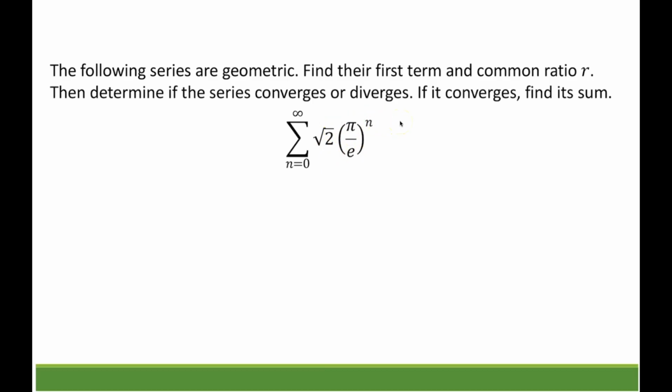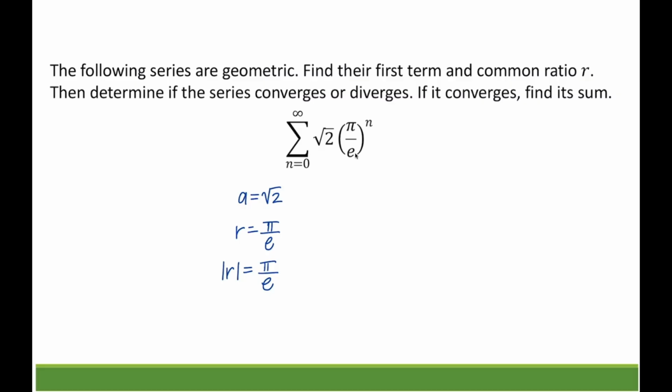So if we want to find the first term, we would substitute 0 into the n, so that whole thing is 1, and all that's left is a is equal to radical 2. Now, the value of r is pi over e. Remember, that's just a number. And if we think about the absolute value of r, well, it's already positive, so we get pi over e.